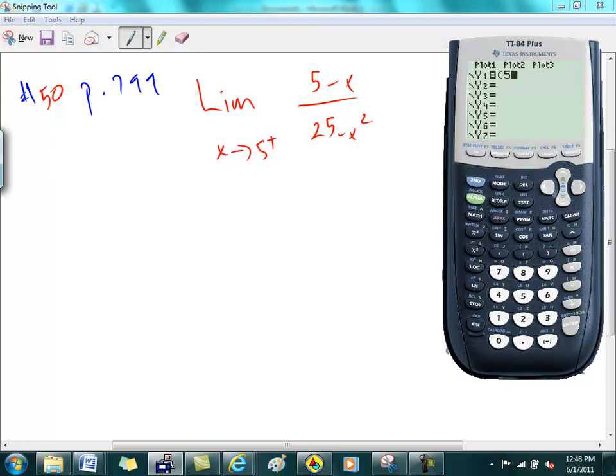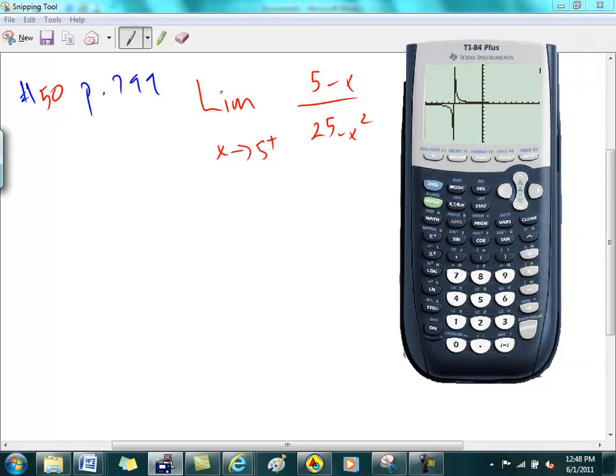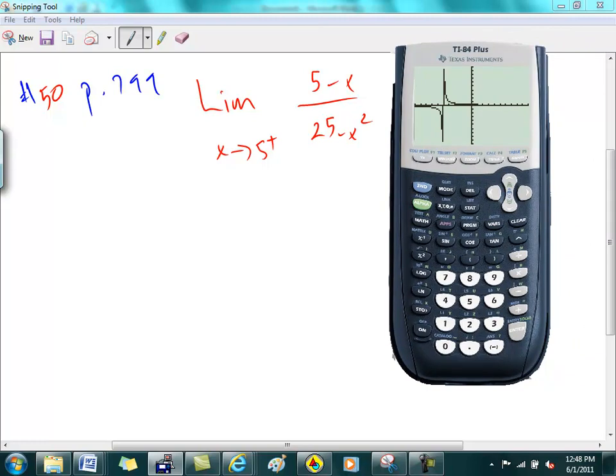So you're going to put in 5 minus x divided by 25 minus x squared. Make sure you use parentheses properly there, okay? And then you just graph that. It's saying that you're approaching x from the right of 5, from the right hand side of 5. So what you really want to do is zoom in and change the window in here. So you want to be around 5.